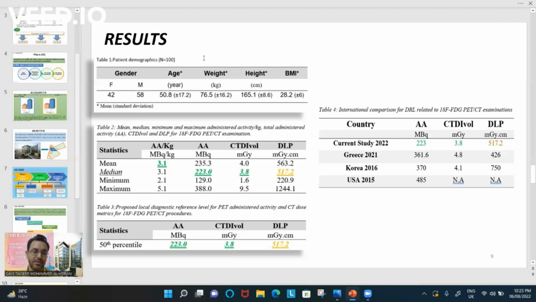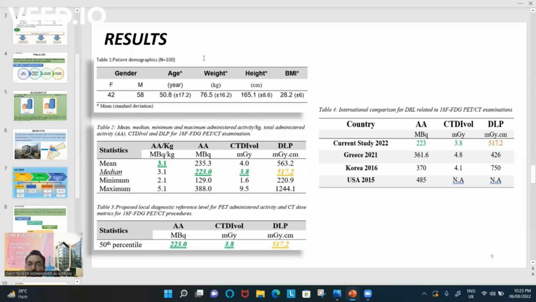milligray centimeter. In establishing the local DRL proposed by this study, we followed the recommendation of the ICRP by calculating the 50th percentile of the activities given, the CTDI volume, and the DLP. According to these results, the activity is 223 megabecquerel, the CTDI volume 3.8, and the DLP 517.